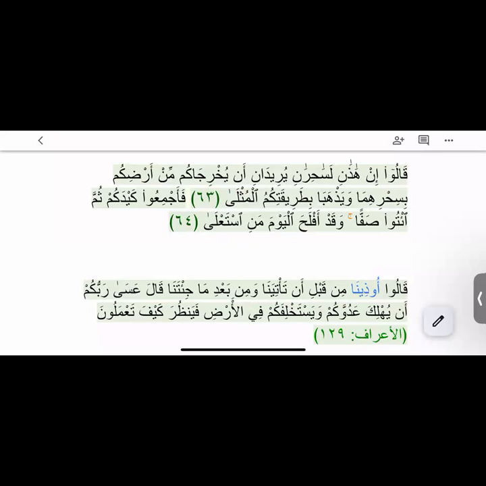These two magicians who want, can I translate it like that? Indeed, these are two magicians who want. What do they want? أن يخرجاكم من أرضكم بسحرهما. So let's do it.